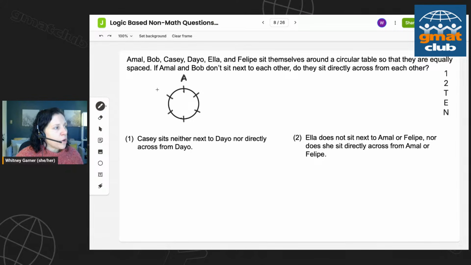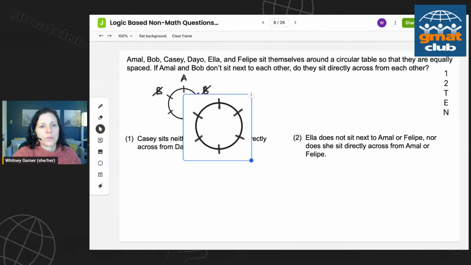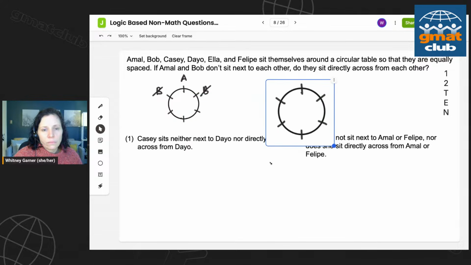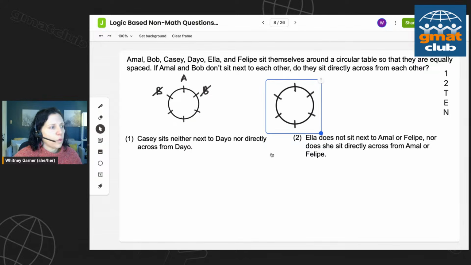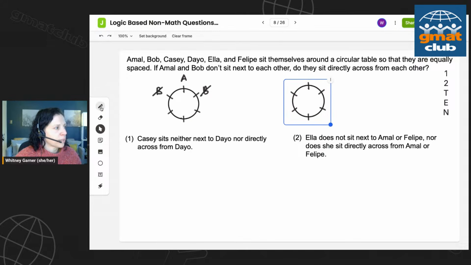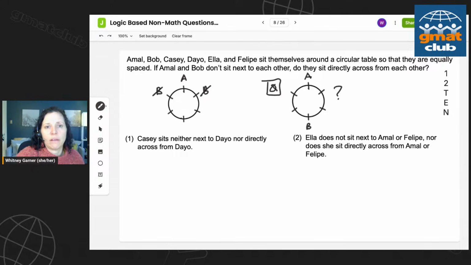And then I'm going to make a note that Bob can't sit next to him. And so then I'm going to throw another one of these circles down, and I'm going to ask my little question. So here's my little question: Is Amal across from Bob? Is that the orientation of my little people?